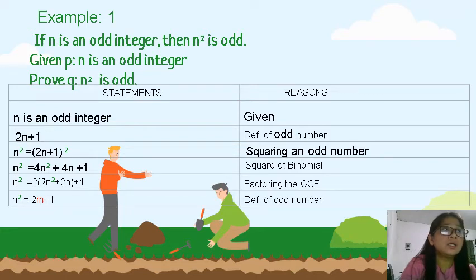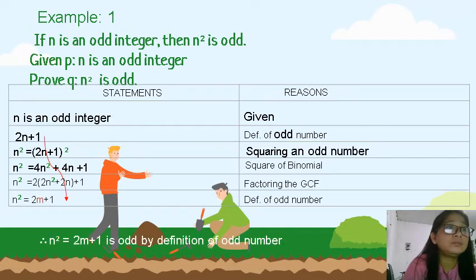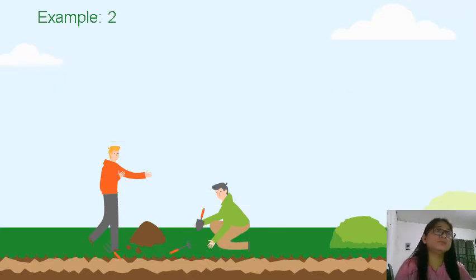So as you can see, ang nagbago lang dito is yung variable. Nabago po yung n at saka yung m. So therefore, n squared is equal to 2m plus 1 is odd by definition of odd number. So we have another example.